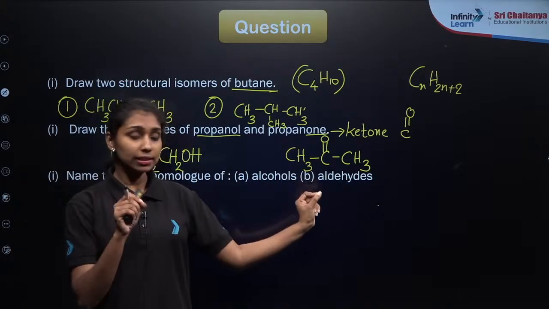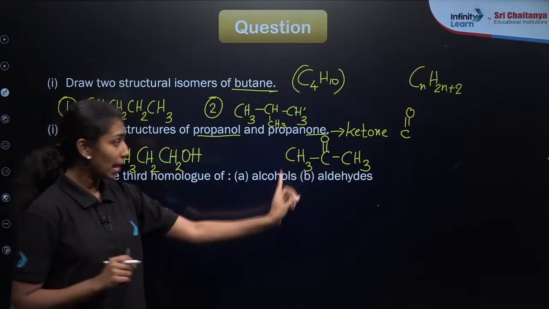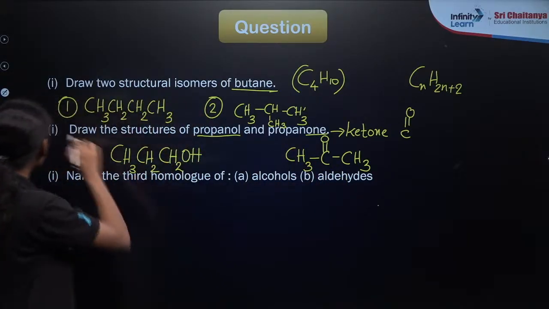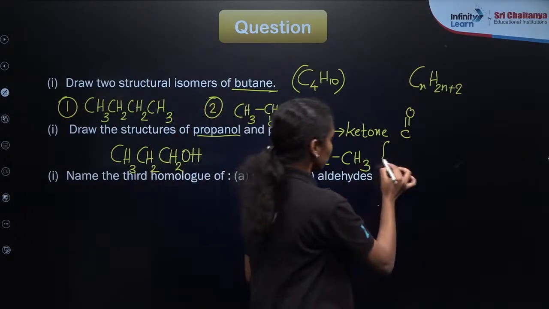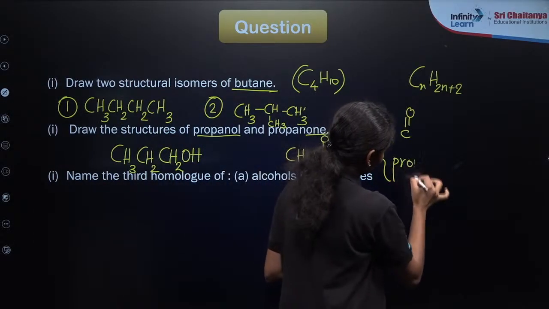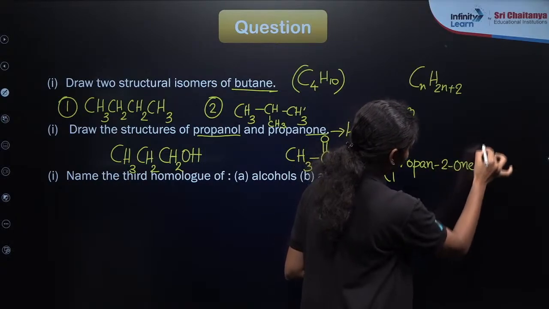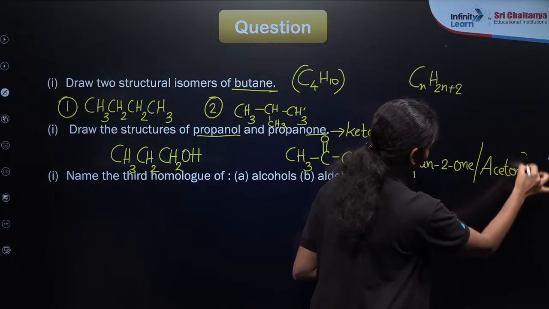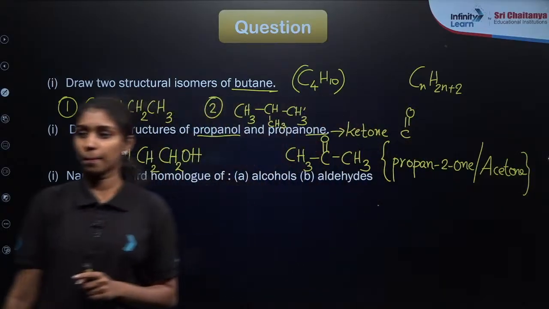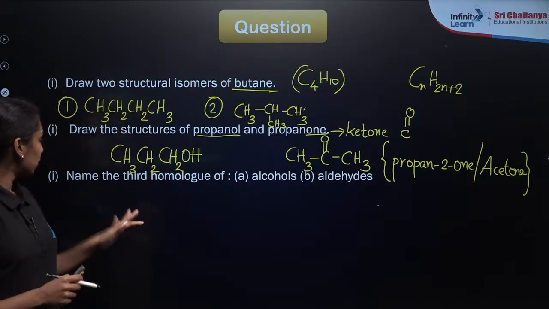When you are writing the IUPAC name of this compound, we will give the name of this compound as propan-2-one. Both propanone and propan-2-one are used interchangeably here in the case of IUPAC naming. And the common name is acetone. Okay, I hope you understand. Now we are moving to our third question here.